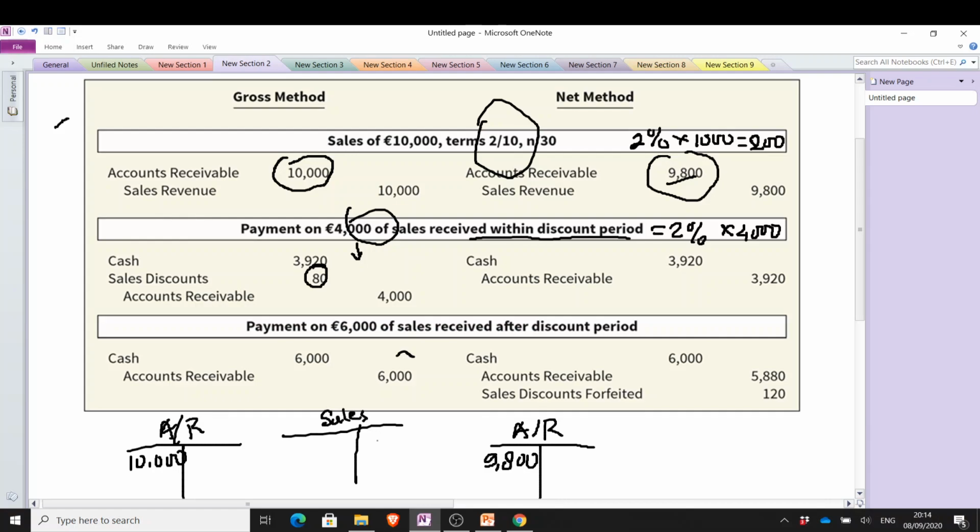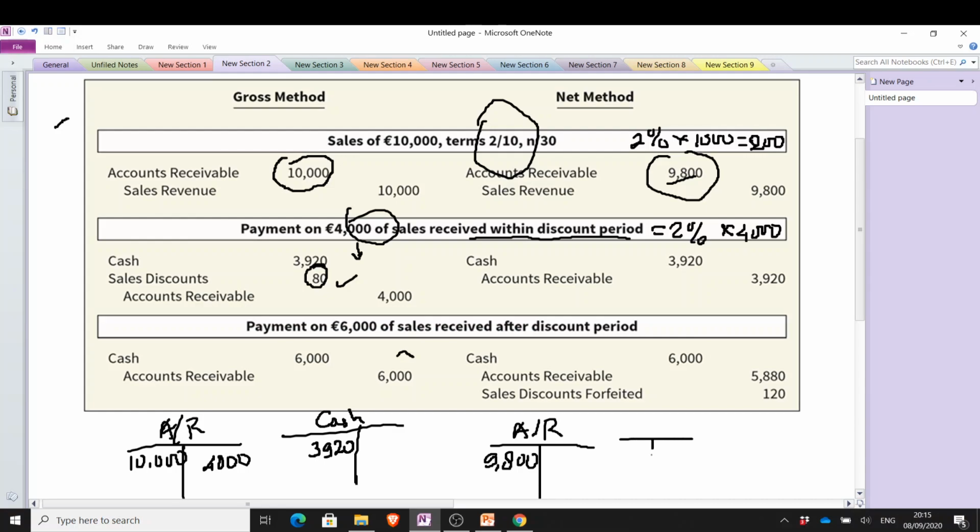We record sales as much as... we only record cash here. So cash was only 3,920, right? And we have sales discount as much as 80 euros. So you look at here, and we credit our account receivable of 4,000.